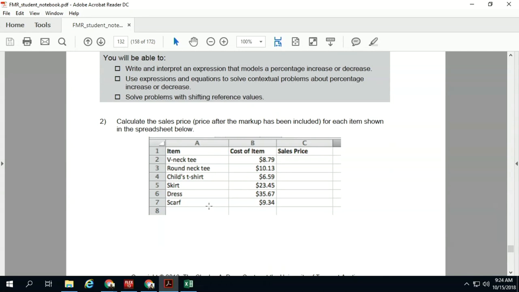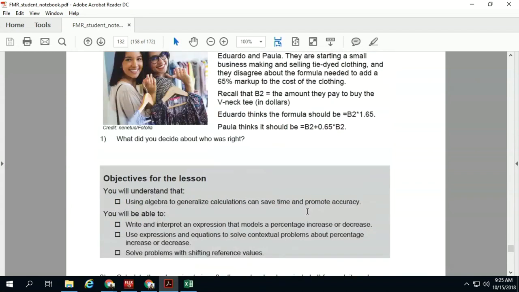When I teach business math, we call it selling price. I think that's better than sales price, because sales price makes it seem like you are going to pay less than that. But what they're saying is you go out and you get a bunch of t-shirts and you pay $8.79. Now you're going to sell those to a customer. Okay? And it says you're going to sell them so that, read the English one more time. The English says the formula needed to add 65% markup to the cost of the clothing.